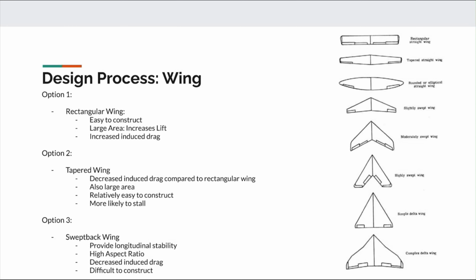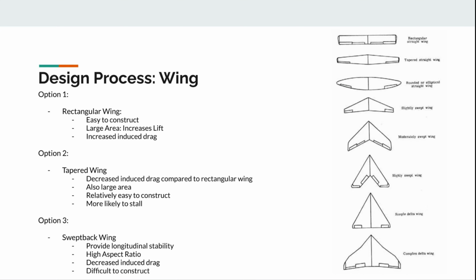Now, let's talk about the design process. When I was first designing my glider, I narrowed down the wing designs to either a rectangular wing, a tapered wing, or a swept back wing through research and discussions with my peers. Some advantages of a rectangular wing are that it's easy to construct, and since it has a large area, lift would increase. However, induced drag will increase as well.